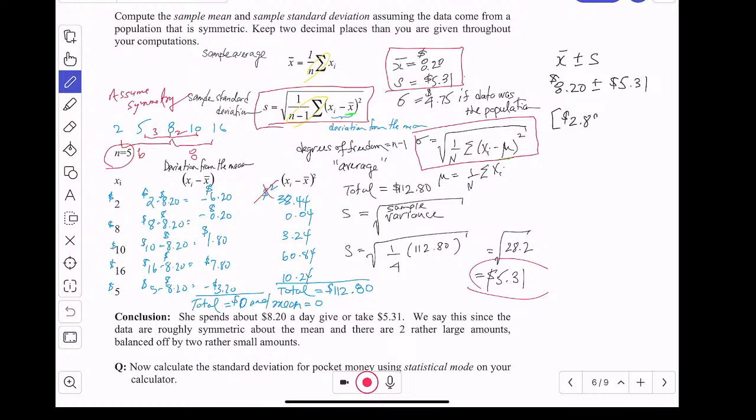Which creates a range of $2.89 to $13.51. So that's how we use the mean and standard deviation. It gives us a range of what to expect, most of the time.